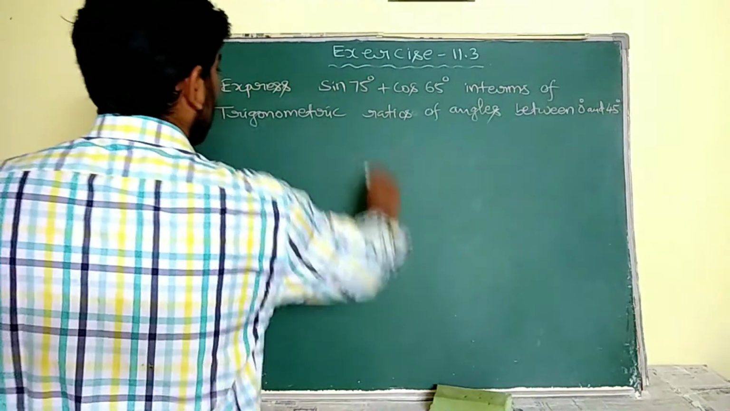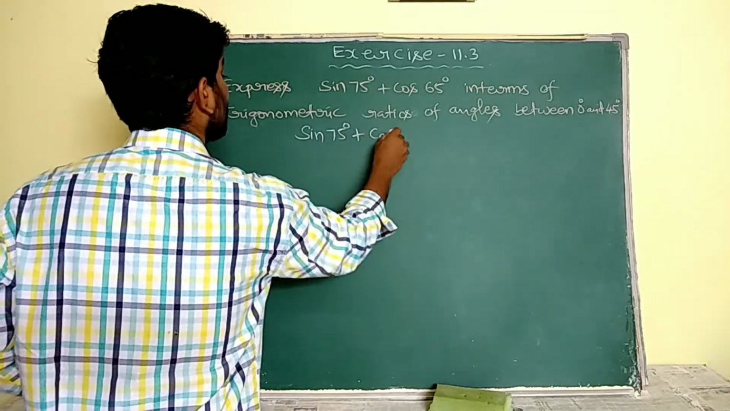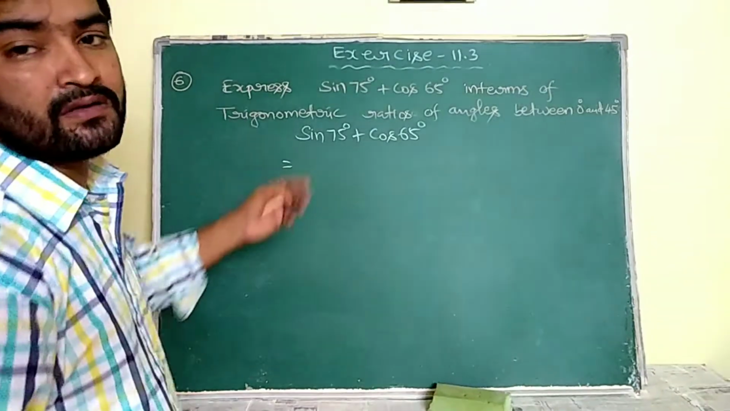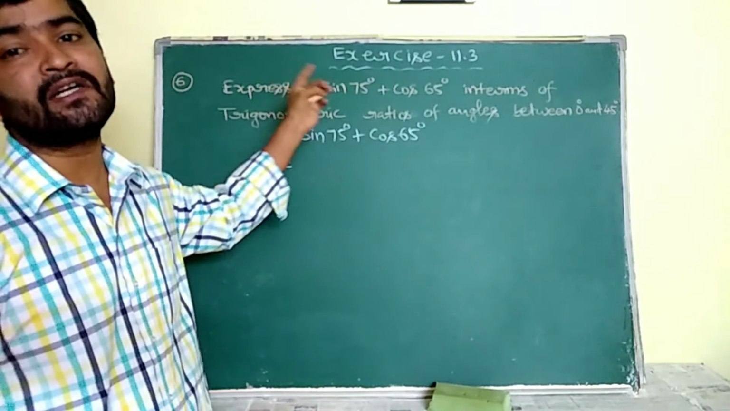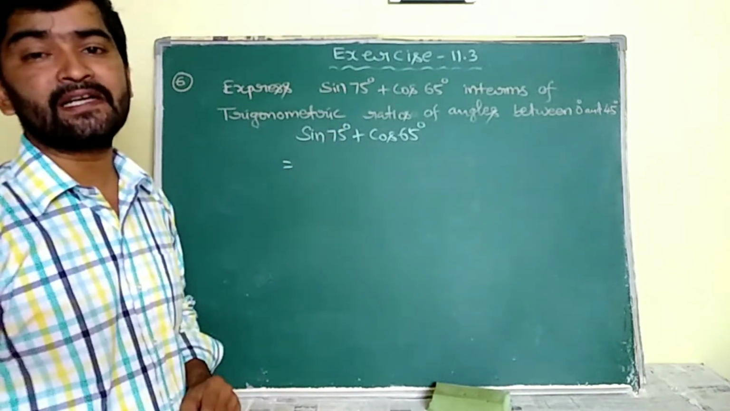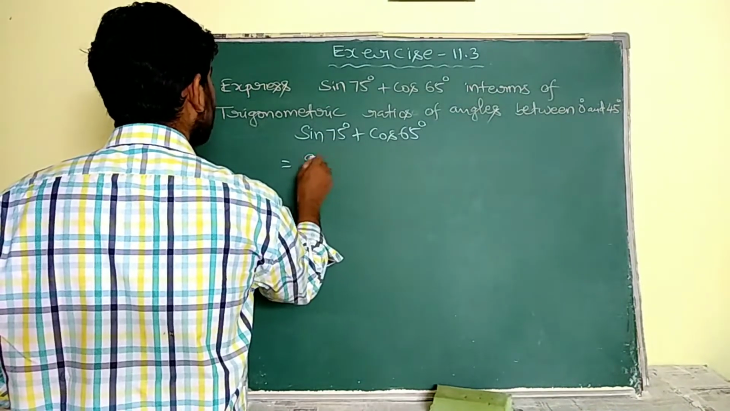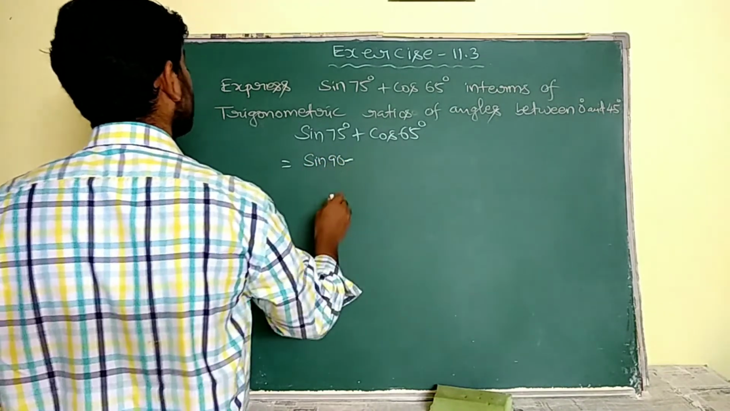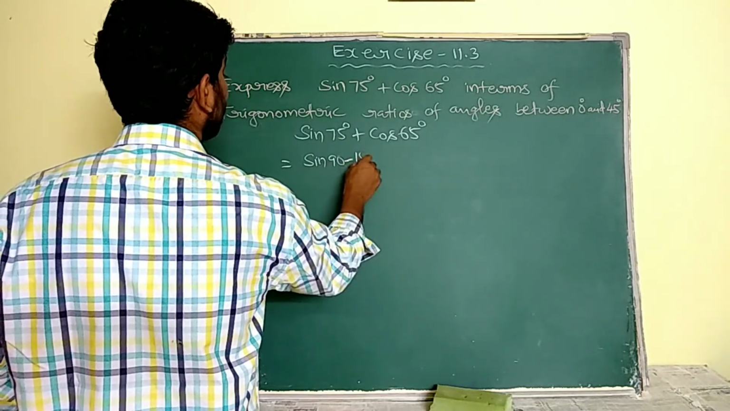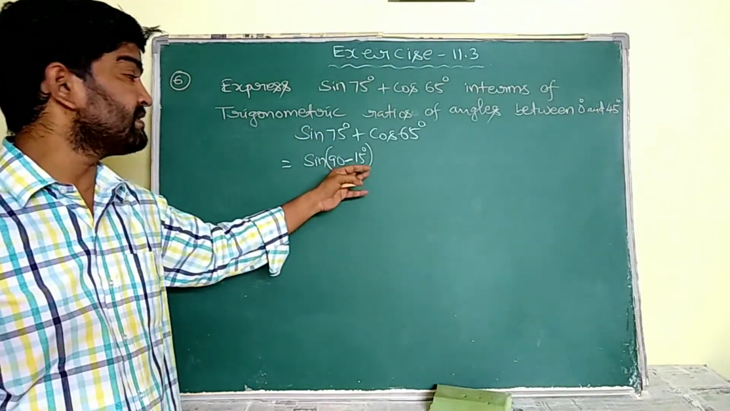Okay now, firstly write the given trigonometric expression. Sin 75 degrees plus cos 65 degrees is stated. Now see, for solving the problem according to the given conditions, firstly I have to express this 75 degrees into its complementary value. Sin 75 means sin of 90 minus its complementary angle. Tell me its complementary angle: 15 degrees. So 75 degrees is expressed as 90 minus 15.